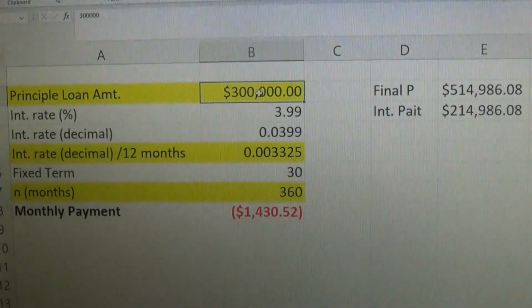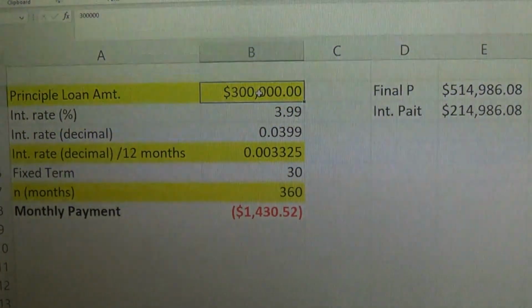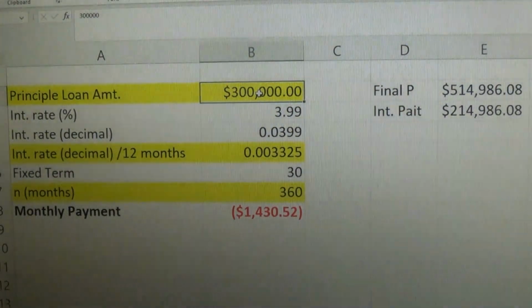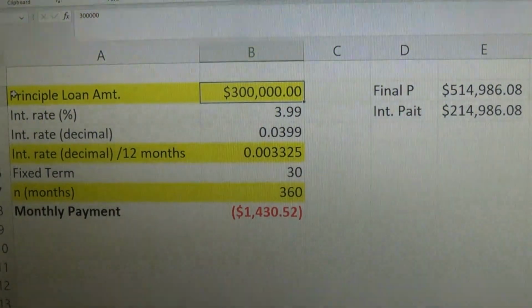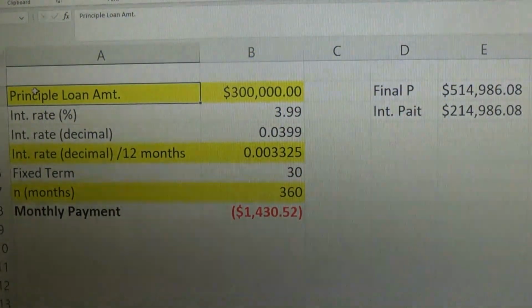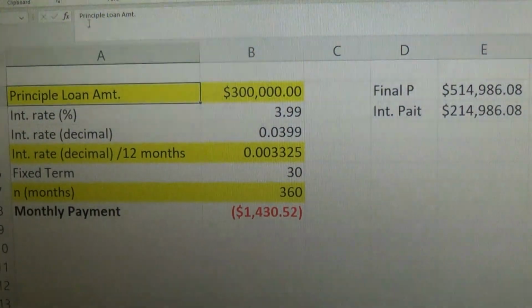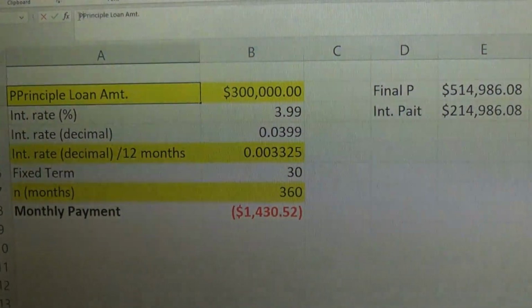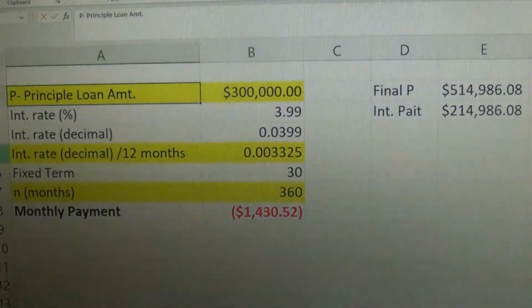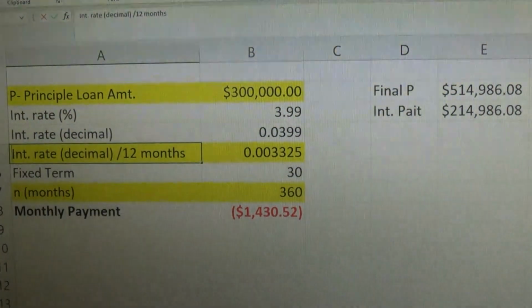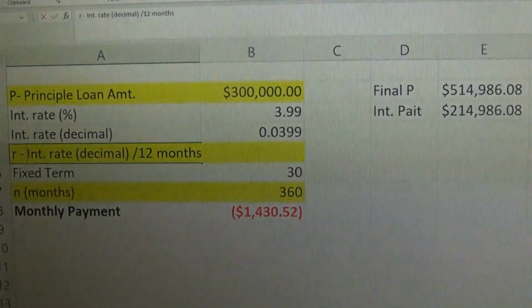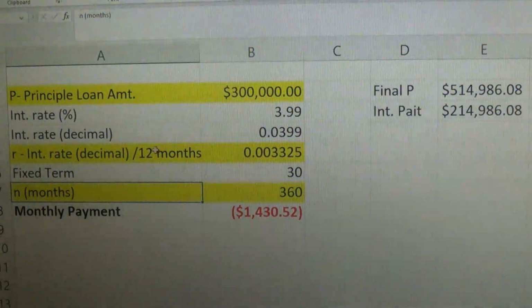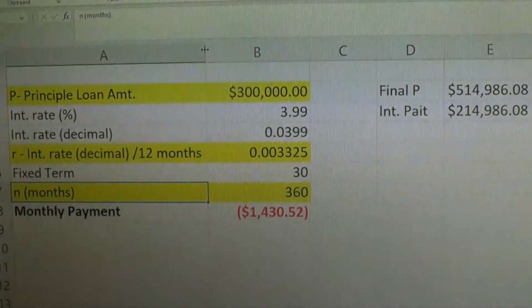Okay, quick shift over to Excel to show you how to calculate this in Excel. So let me put the, okay, there we go. I have to clean it up a little bit.